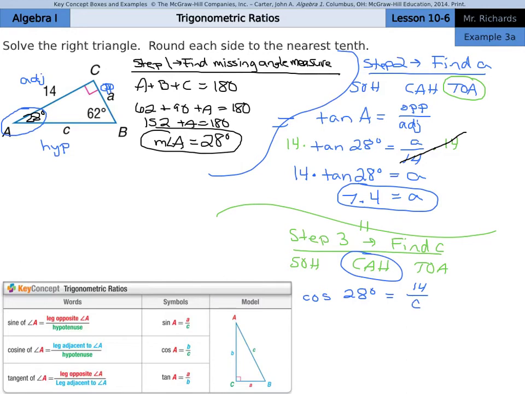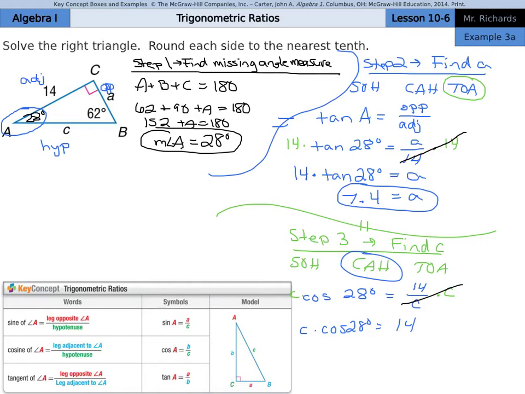Now, I do need to solve to get the C alone. And so what I'm going to do here first is actually going to be a little weird: I'm going to multiply by C on both sides. And you'll see why I'm doing this in a moment, no pun intended there. C times the cosine of 28 degrees is going to equal 14 because this canceled out.